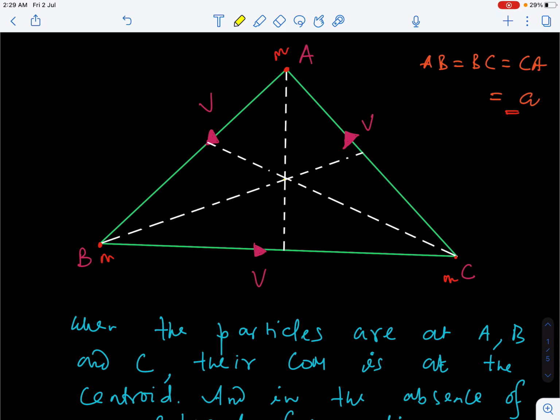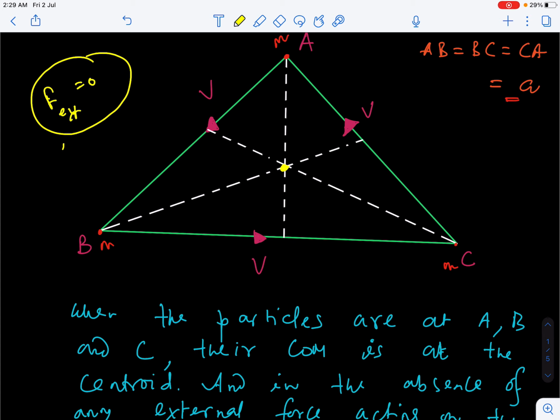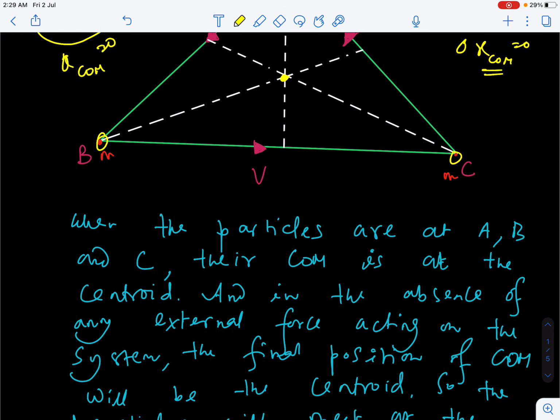So before proceeding, I can tell that rather than giving the explanation of where they will meet in terms of relative velocity, we can have a very nice explanation. If you think about the system, the total external force on the system is equal to 0. So in the absence of external force, we know that the center of mass acceleration is equal to 0, and hence the shift in center of mass is also equal to 0. When the particles are at the vertices, the center of mass is at the centroid. So they will meet in such a way that the center of mass stays at the centroid. So where will they meet? They will meet at the centroid. A nice explanation we can get from center of mass momentum conservation.